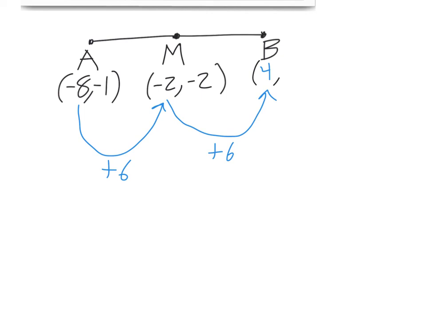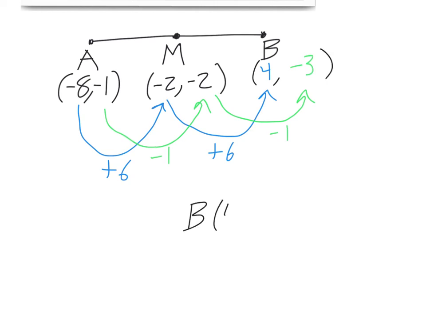Now that we've done the x's, let's take a look at the y coordinates. From -1 to -2, we have subtracted 1. We're going to keep that going. From -2 to the y coordinate of B, we're going to subtract 1. -2 minus 1 is -3. So it looks like our answer for the coordinates of B is (4, -3).